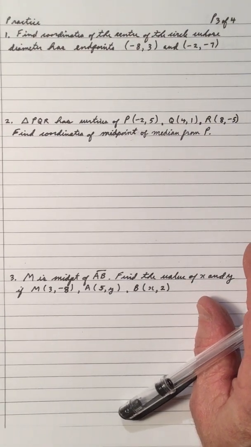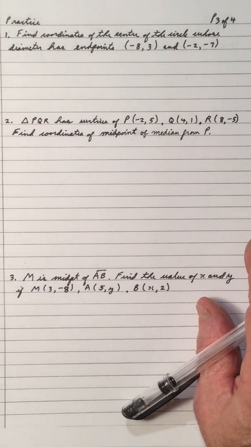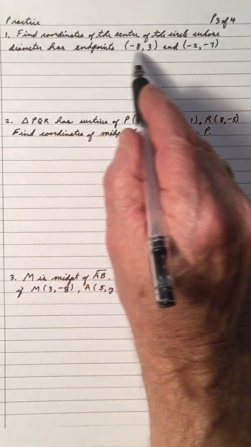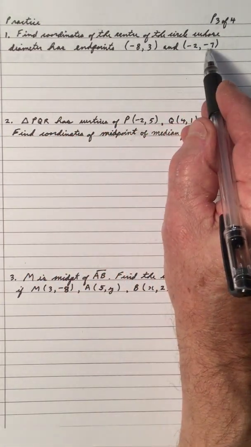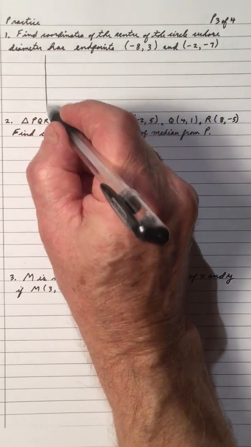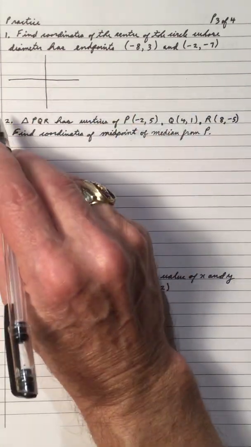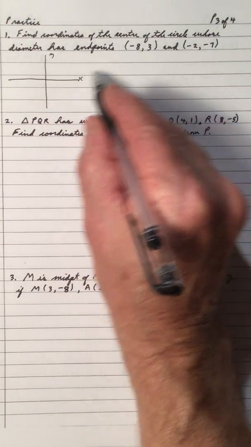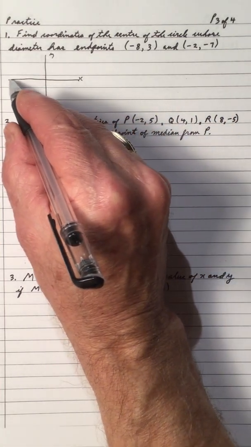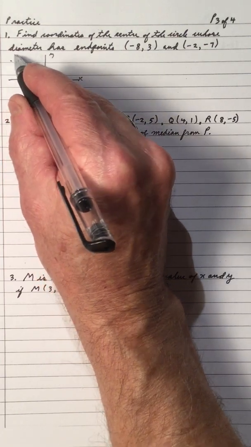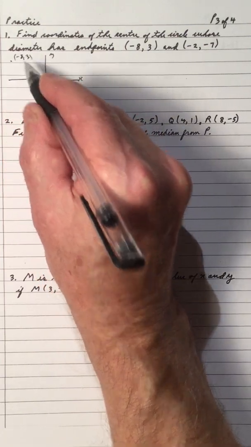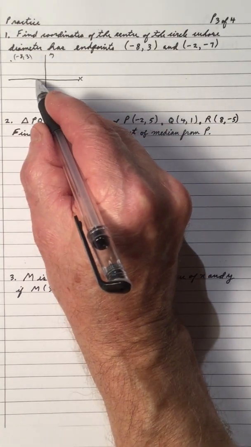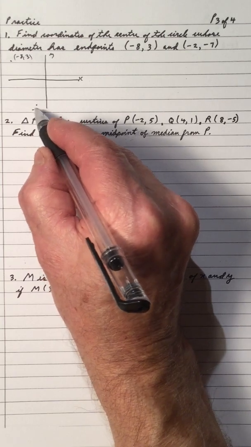Practice. Practice means pause the video and work it out before I do. So let's find the coordinates of the center of the circle whose diameter has endpoints of negative 8, 3 and negative 2, negative 7. So let's just draw a little diagram to explain. We have this is x and y. We have x is negative 8, 3, so let's go over here, negative 8, and pretend that's negative 8, 3 roughly. And this one is x is negative 2, negative 7. X is negative 2. We'll go down here, negative 7.